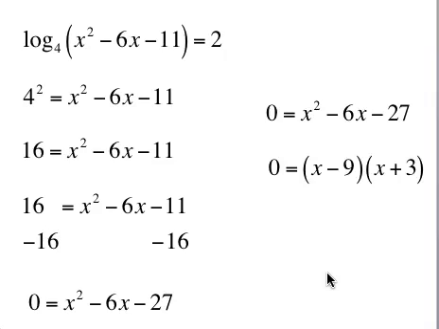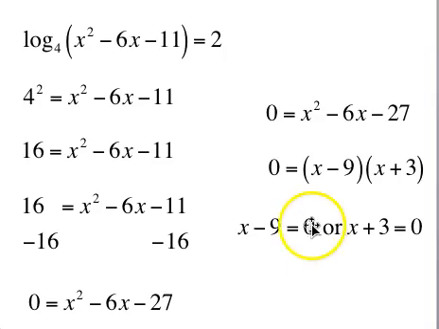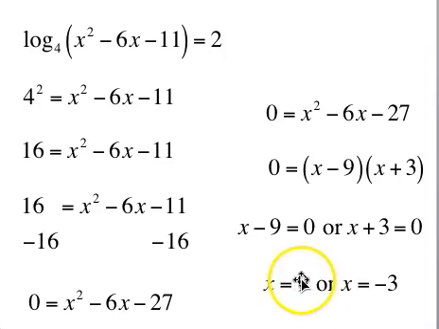And then we're going to set each one of those factors equal to 0. So x minus 9 is 0, or x plus 3 is 0. If x minus 9 is 0, x is 9. X plus 3 is 0, x is negative 3. But we need to check to make sure that we are within the domain. 9 squared is 81. 9 times 6 is 54. 81 minus 54 minus 11 is a positive number. That's okay.